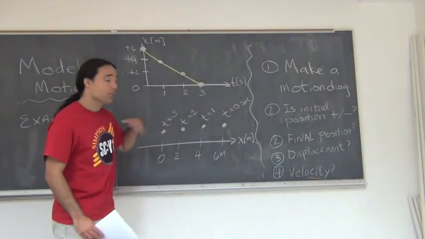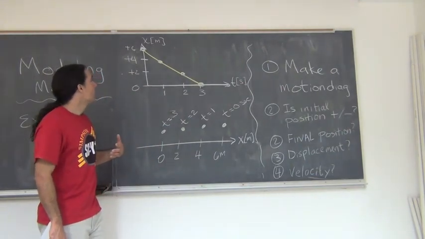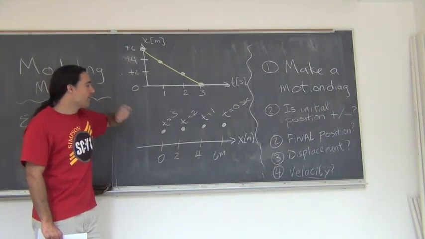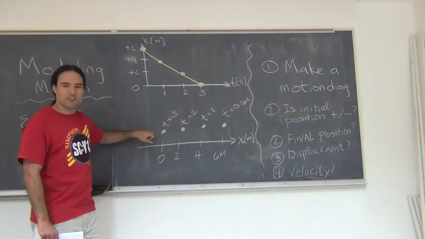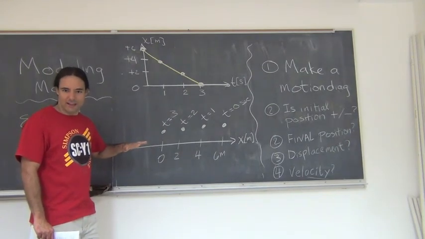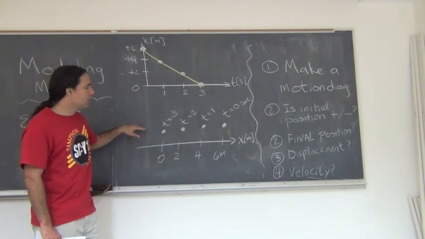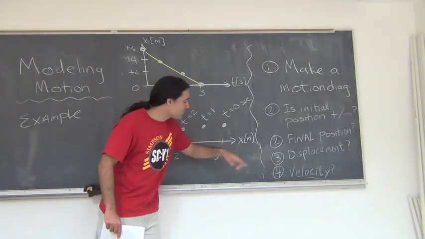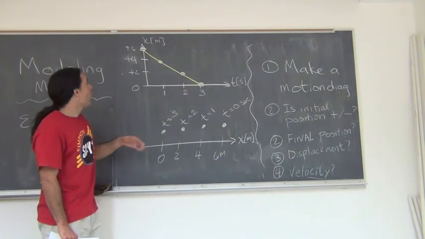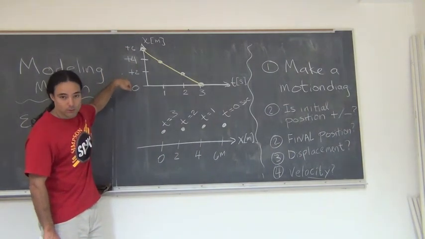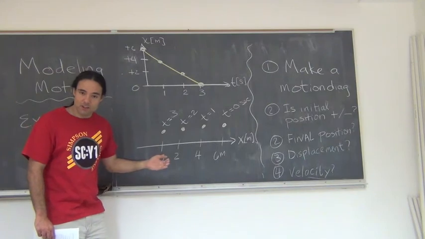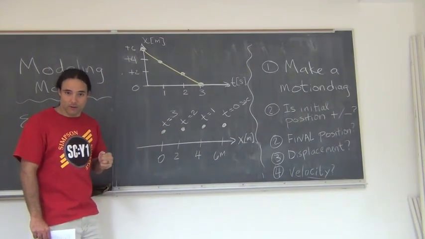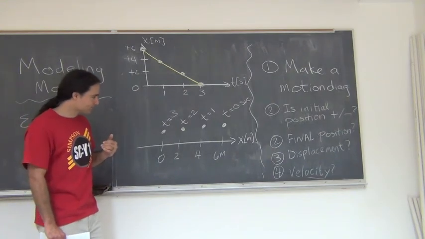Let's see, is my initial position positive or negative? Well, initial position is plus 6 meters, so that's positive. What about my final position? My final position is 0, so that's neither positive nor negative. We would have to say that my final position is 0. Trick question. My displacement, is that positive or negative? Well, I've gone from 6 to 0, so that means my displacement has got to be negative. I'm going down in numbers, so my displacement is negative 6 meters, back from where I started.